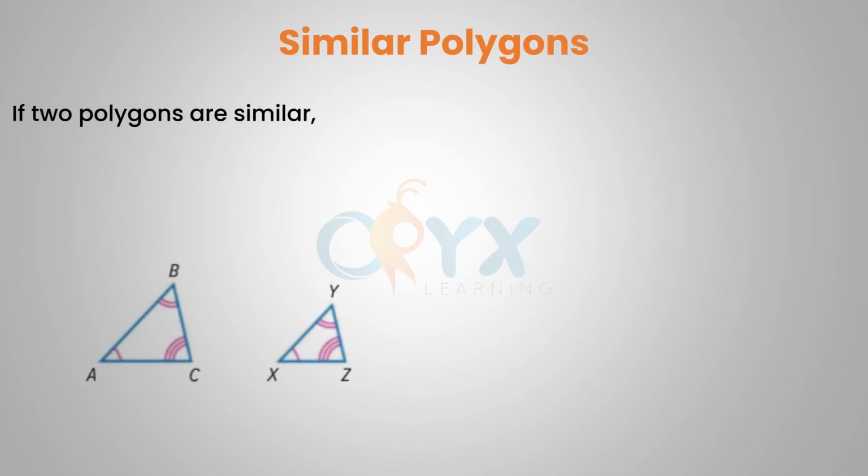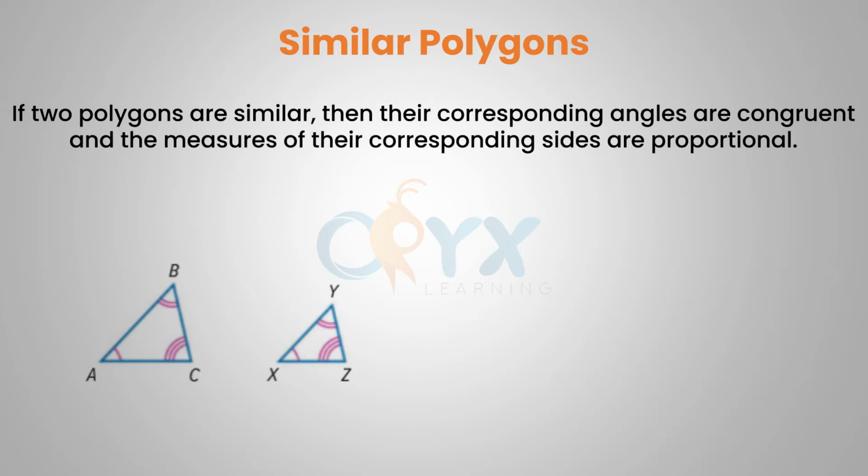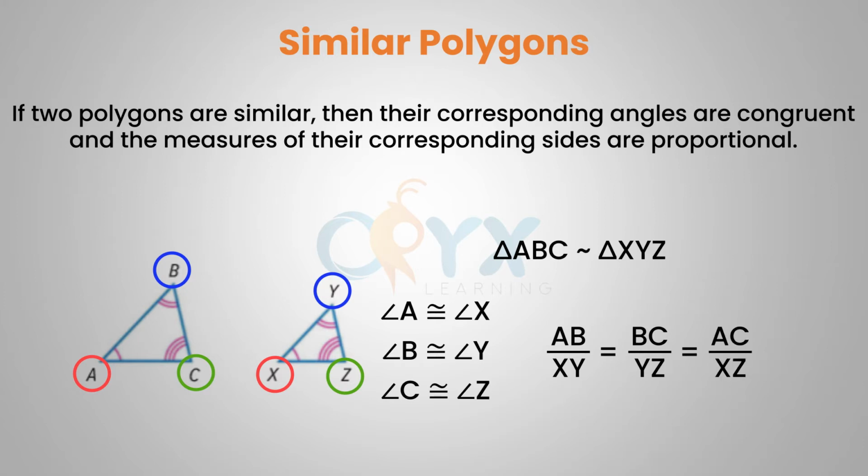If two polygons are similar, then their corresponding angles are congruent and the measure of their corresponding sides are proportional. So using the image below, we could say that triangle ABC is similar to triangle XYZ. In that case, angle A is congruent to angle X, angle B is congruent to angle Y, and angle C is congruent to angle Z. We also know that side AB over side XY is equal to side BC over side YZ, which is equal to side AC over XZ.